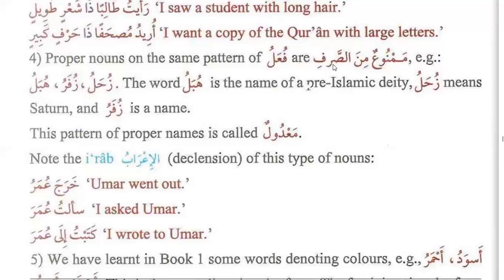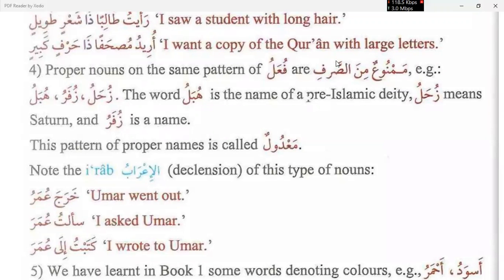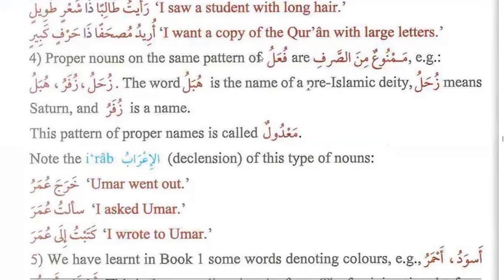Okay. So, Ms. Satya, what are Mamnu min as-sarf? We can't use tanween. Those words which don't accept tanween are called mamnu min as-sarf. Okay. So any word on the pattern of fu'alu will be mamnu min as-sarf. When mamnu min as-sarf is marfu, we use dhamma. When it is mansub, we use fatha like this one. When it is majroor, we use fatha like this one.